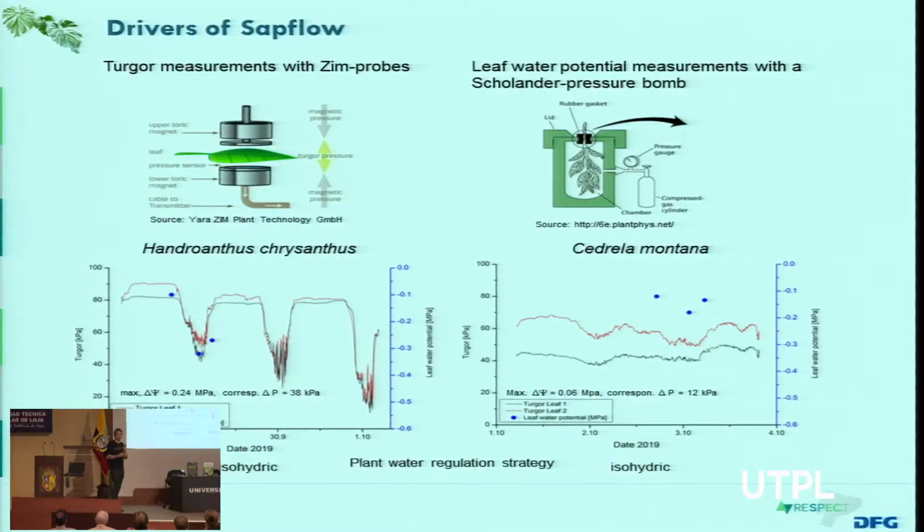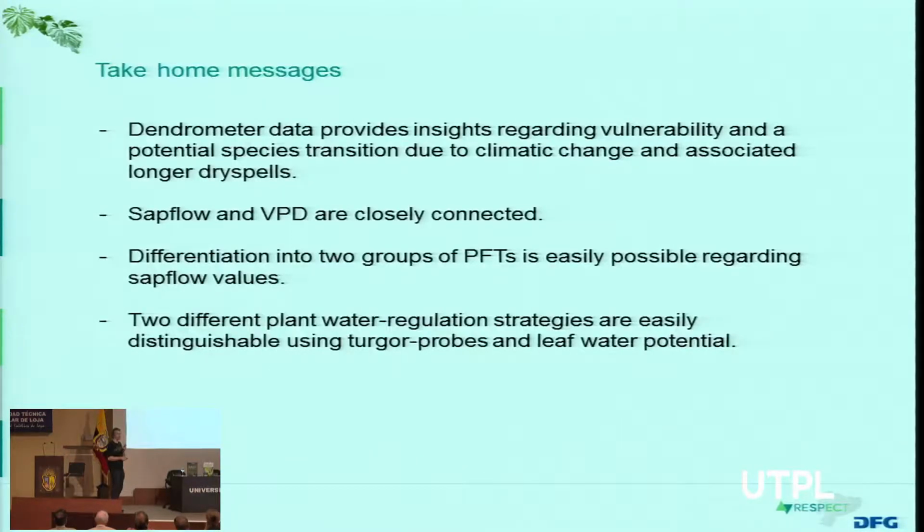And as we said, I could easily give 5 minutes to Jürgen. I'm already coming to the take-home messages. First of all, dendrometer data provides insights regarding vulnerability and reacts very fast, and may lead to a possible species transition due to climate change and the associated longer dry spells.